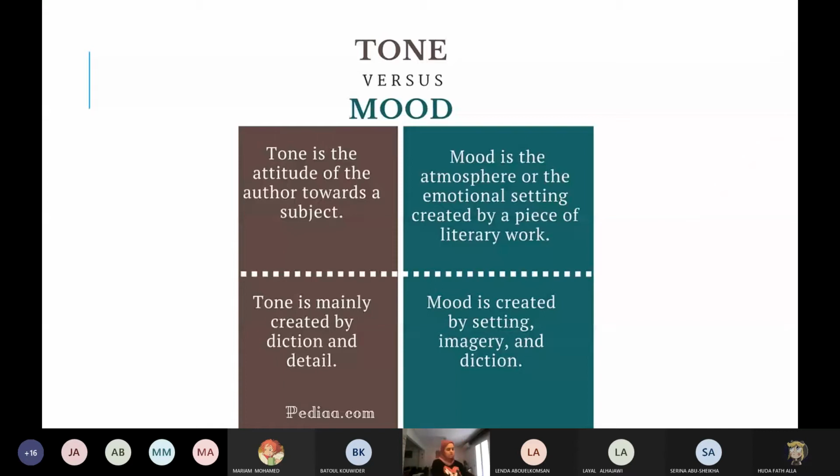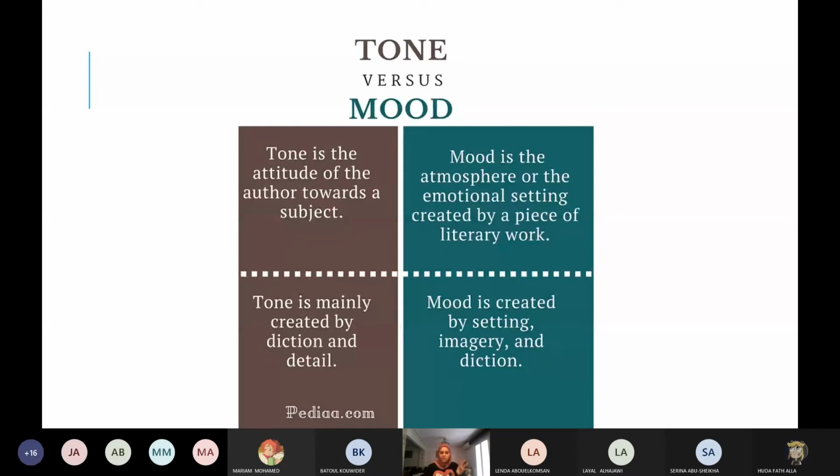I wrote this novel. I finished it. I am the author. My tone in this novel is, as we said, tranquil. Tranquil is calm. You, as a reader, open the novel and read it. The novel will create a mood. The book will create a mood for the reader.